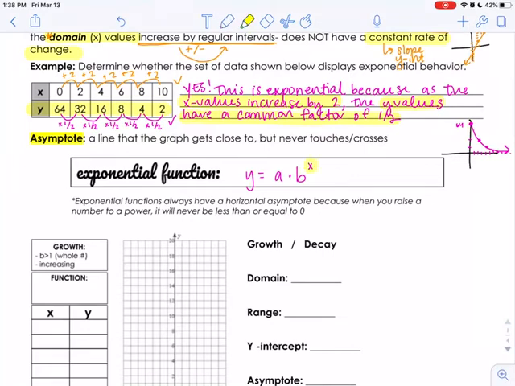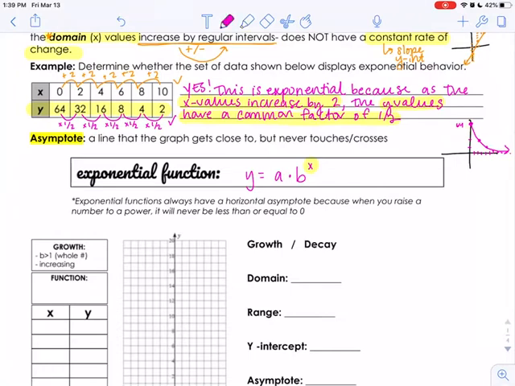So when we're plugging in our x value, we're actually plugging it in as an exponent. That is quite different from our equation of a line, which is y equals mx plus b. Exponential functions always have a horizontal asymptote because when you raise a number to a power, it will never be less than or equal to 0.